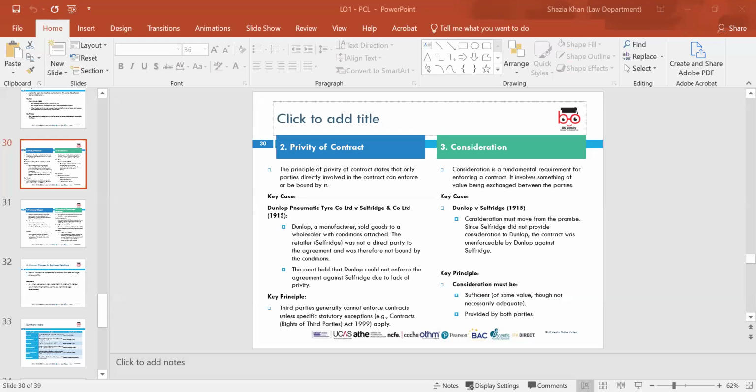Again, consideration is a fundamental requirement of contract law, and it is something of value exchanged between the parties, as we mentioned. It could be money, property, service, work, or a promise not to do something. So it's a really important element of any sort of contract. And you can have different types of contract. You could have a promise to do something, as we said, or a promise to refrain from doing something.